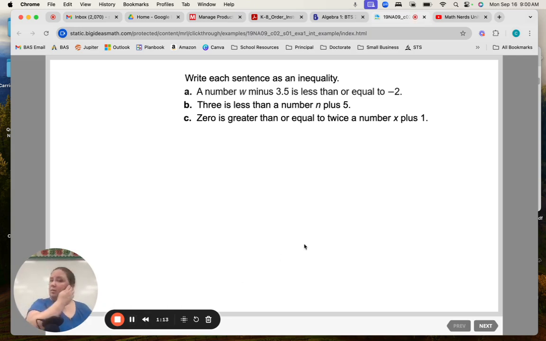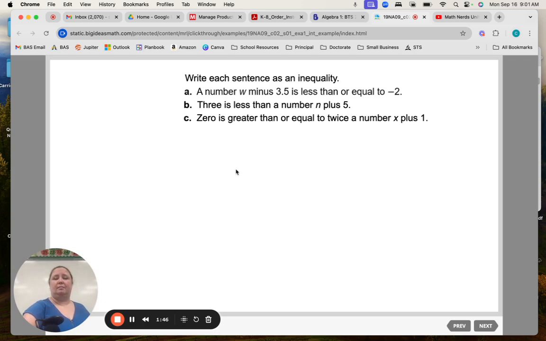All right, for example 1, we're going to write each sentence as an inequality. So you're going to write each of these. It's going to look like an equation. Inequality and equation, the difference between those is inequality means it's got the alligator symbol. So it's less than or equal to, greater than or equal to, or whatever. If it's an equation, it has an equal sign. So that's what you're hearing when you hear the words. A number, W, minus 3.5 is less than or equal to negative 2.